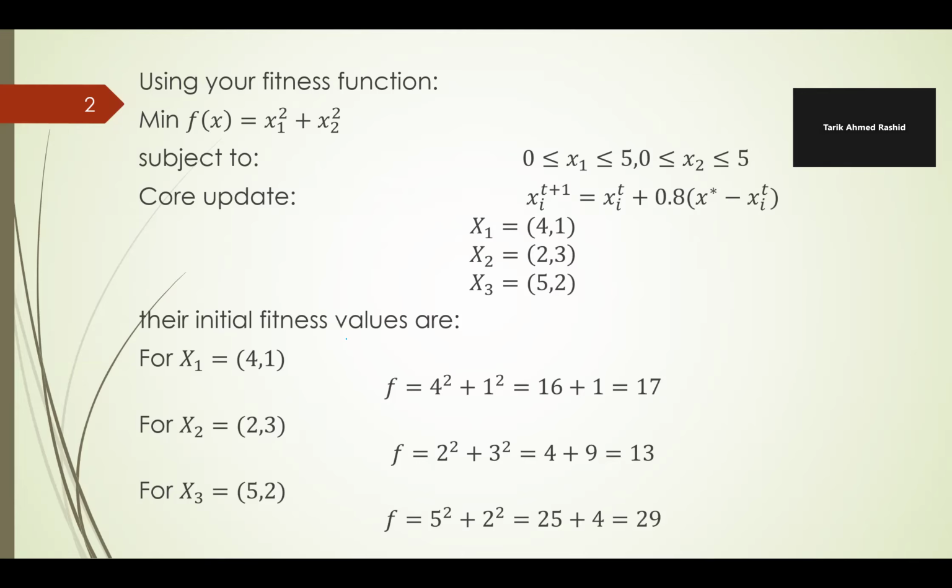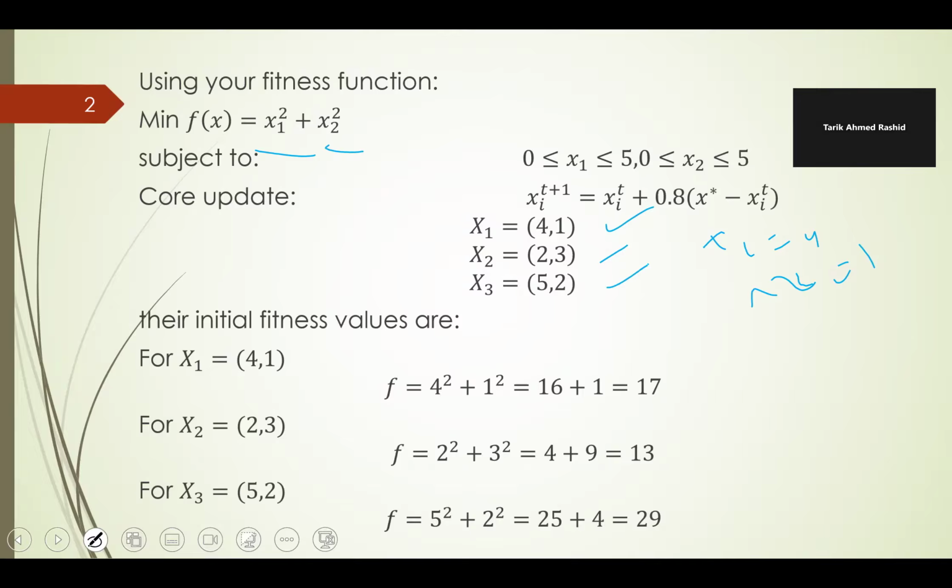Here we have a fitness function. We have x1 and x2, two dimensions, both of them squared, and summed up, and the range of x is between 0 and 5. So x1 between 0 and 5, x2 between 0 and 5. The first solution is 4 by 1, x1 is 4, x2 is 1. Likewise, the second solution is 2 by 3, and the third is 5 by 2.